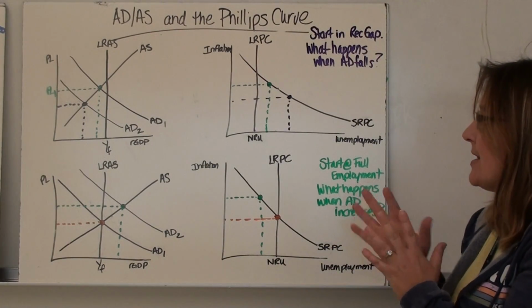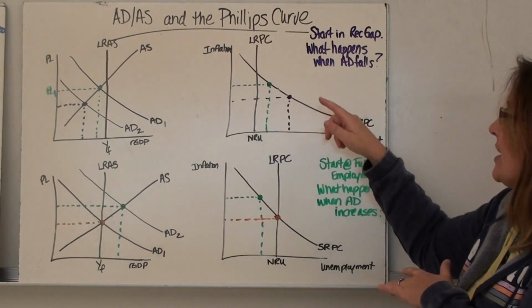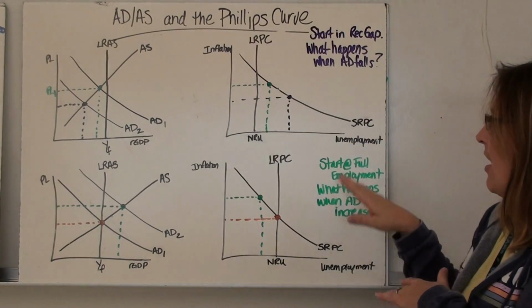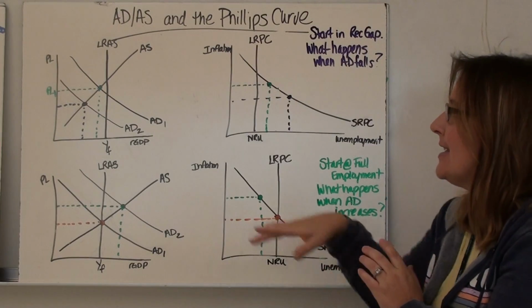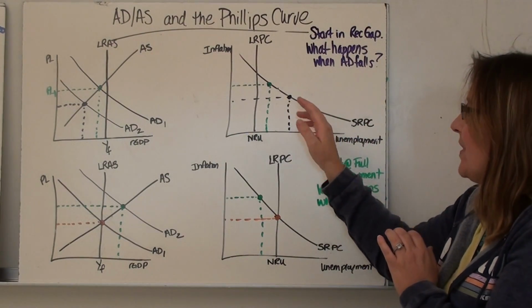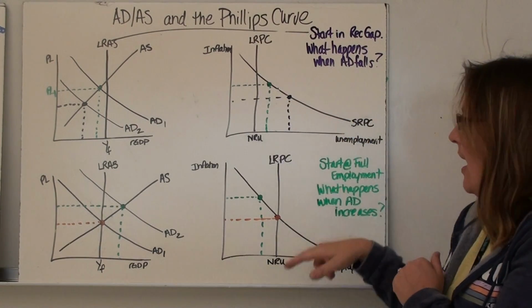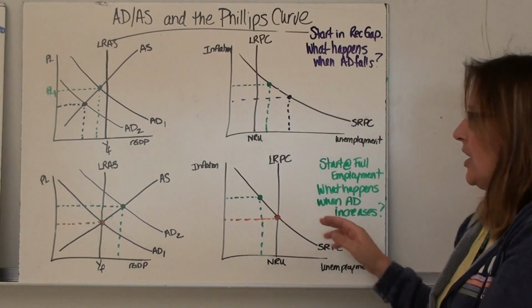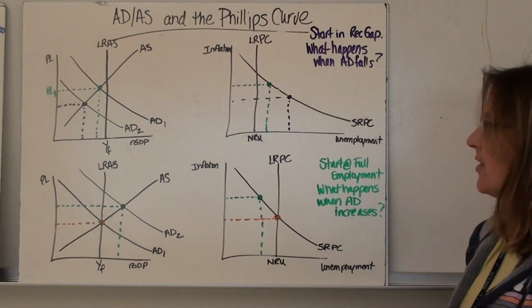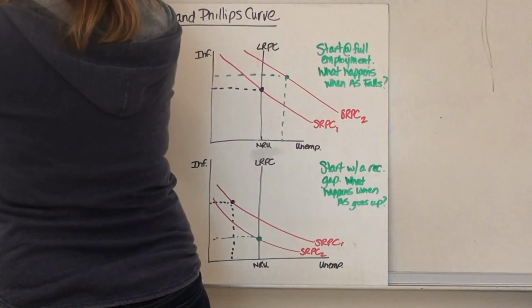So when you look at this, if you shift AD on ADAS, you're going to slide up and down the short-run PC line. If AD decreases, you're going to slide down to the right on the PC curve, and if AD increases, you're going to slide up to the left on the short-run PC curve. Now things are a little bit different when you're moving the AS line.